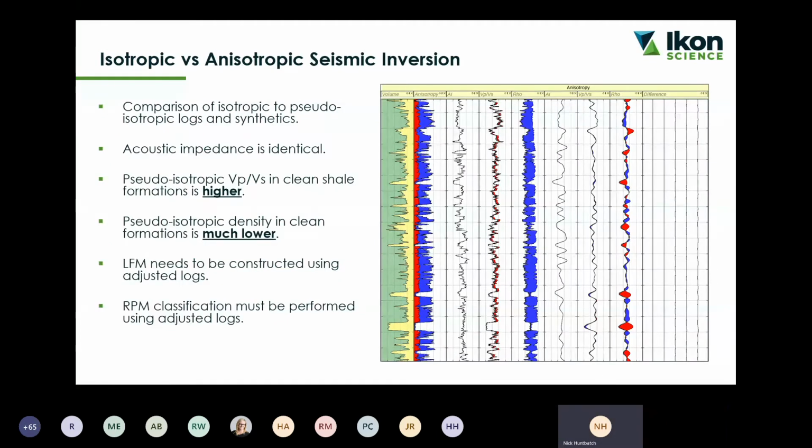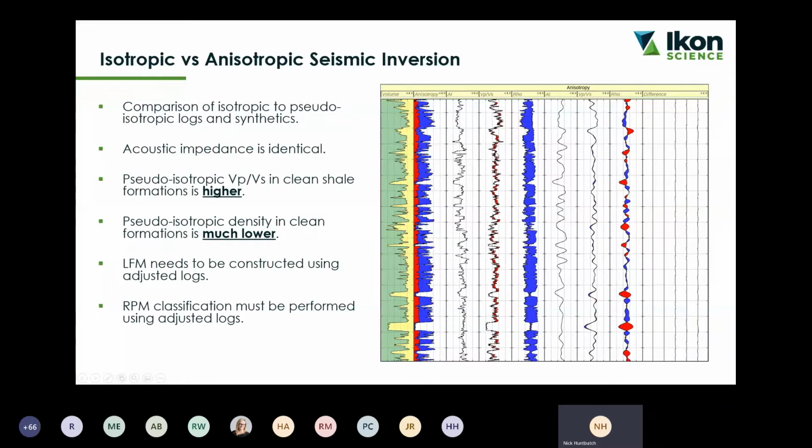So if we have a look at what we are actually generating with that equation in terms of the pseudo isotropic logs, we can see that the AI is pretty much identical, or it is identical, but when we get to the VP/VS, you can see that where you've got the anisotropy in the shales, we have to boost up the VP/VS ratio. So where we see the deviation between these logs is the VP/VS ratio, between isotropic and this pseudo isotropic method.